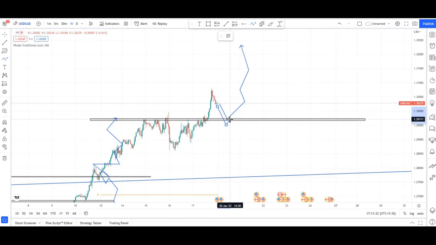Okay guys, if it comes and takes resistance here, our first target will be here, second target here, then our third target and fourth target. These are the four targets on the downside, and these are the upside momentum.